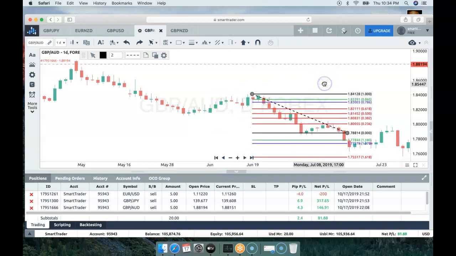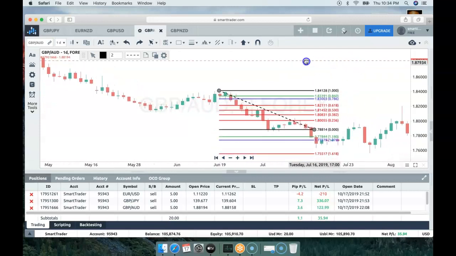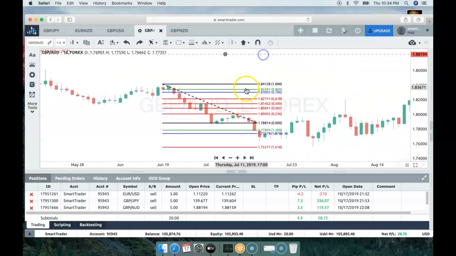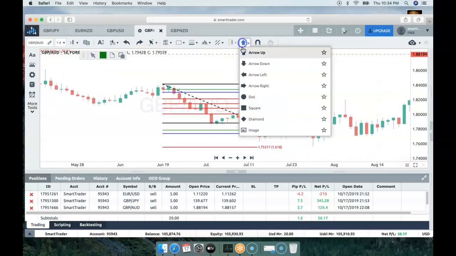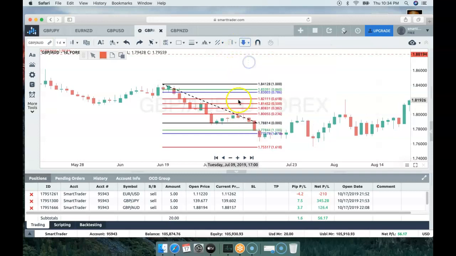Let me put that there again, all the way up to the red area. And then what happened? This is our entry. This is our sell level right there. And then we target the red level extension. And look, price came all the way down.